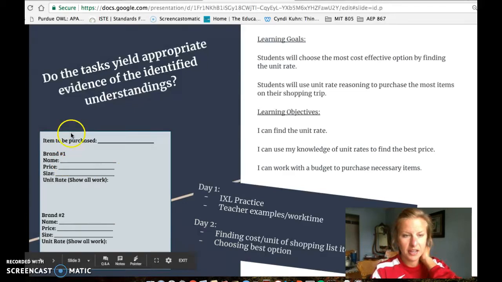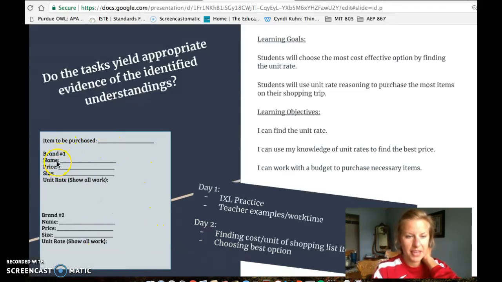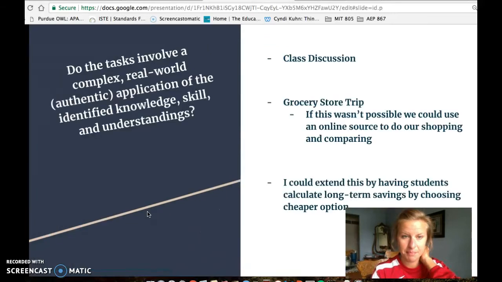If you look here, I have an example of the organizer that they used. So they have to name the item, name the price and the size, and then show their work of how they found the unit rate. How do I know that that's the better option? So proving that and following through is a meaningful task for them.